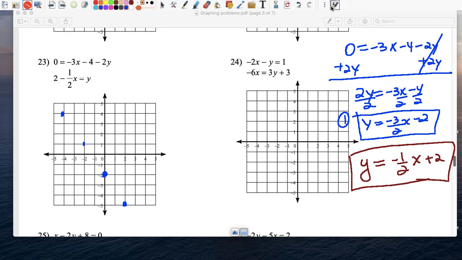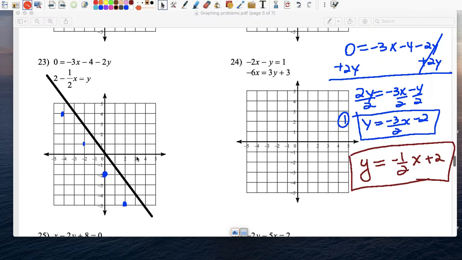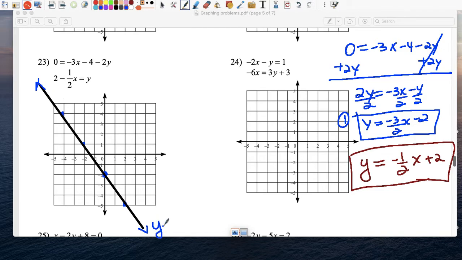Where is my... Oh, here it is. Let's move that. Not bad. Give this a name: y equals negative 3x over 2 minus 2.